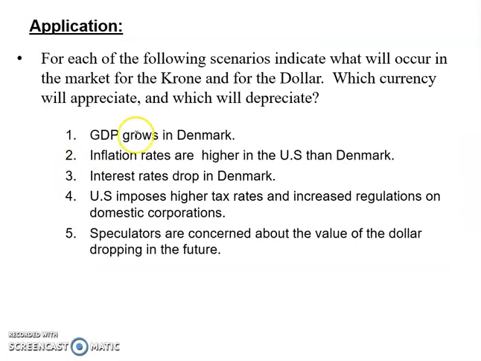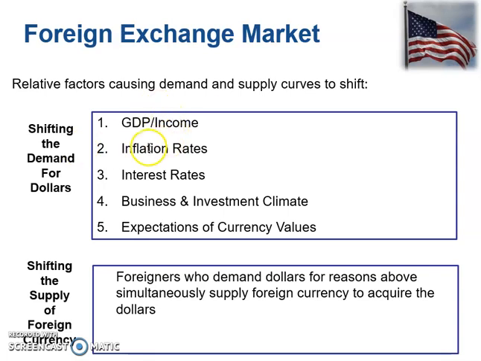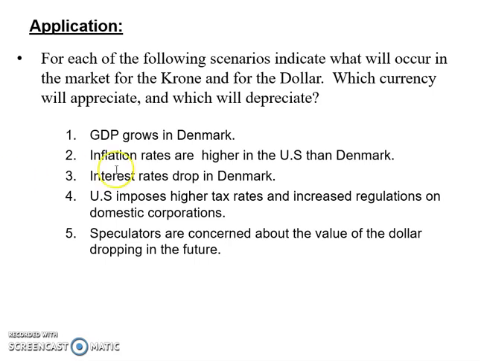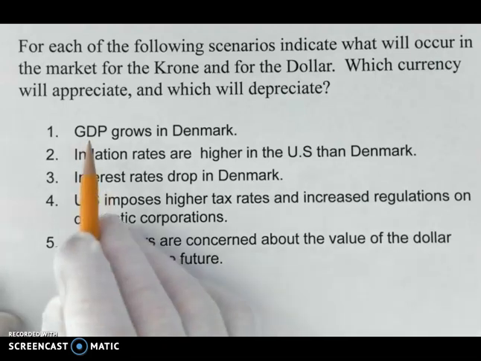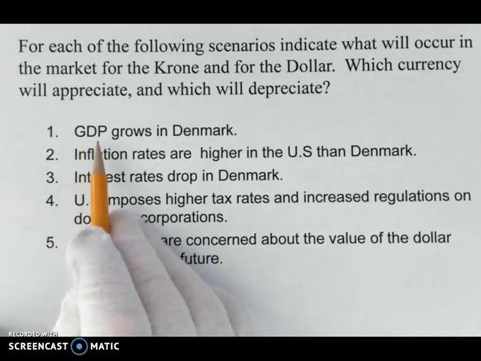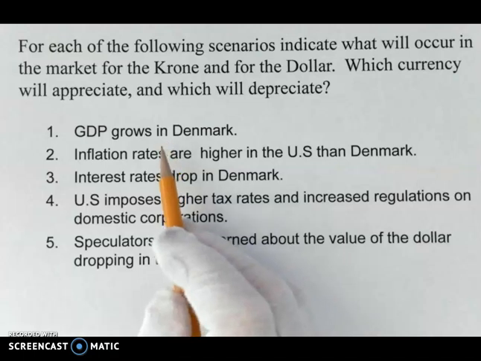To understand this, we're going to practice an application. And just to mix things up, instead of using pesos and dollars, let's use the Denmark krone and the US dollar. We're going to consider the 5 factors, but we're going to do it in the context of real-world potential events. The first event is GDP, or income, grows in Denmark.